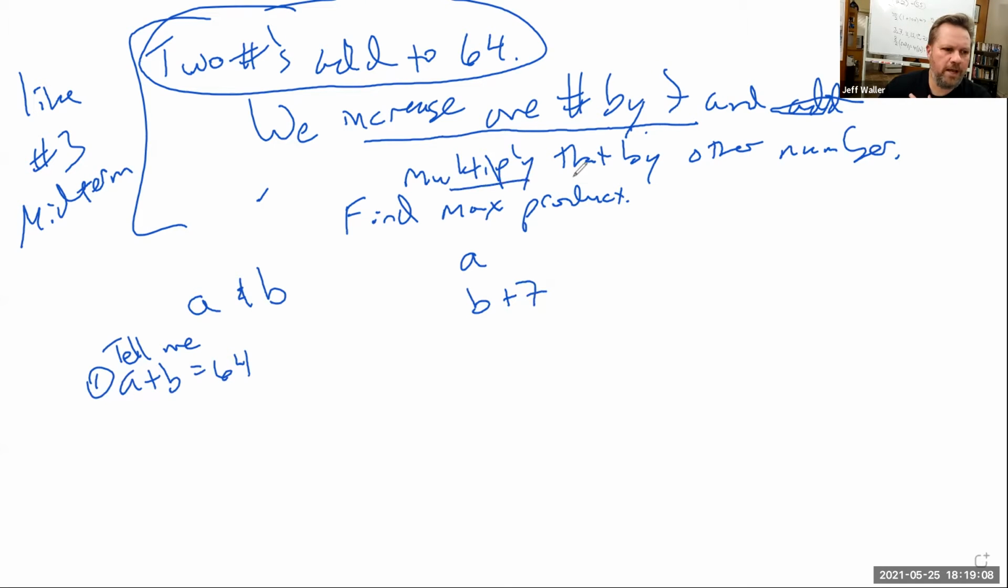And multiply that by the other number. Okay, so A times B plus 7. All right, let me stop for a minute. Is everybody with me? All I've done is exactly what the problem tells me to do. Two numbers. All right, I'll call them A and B because I don't know either one. Add to 64. Okay, A plus B is 64.